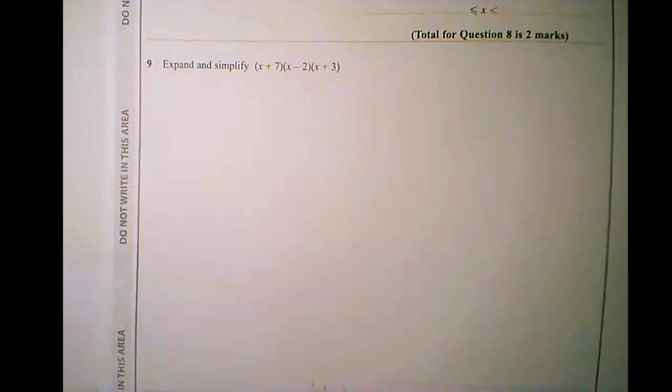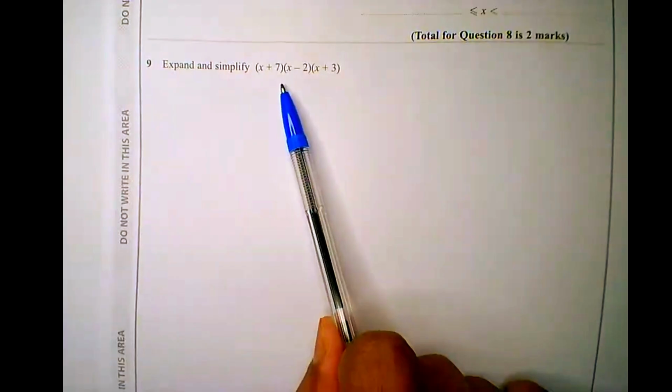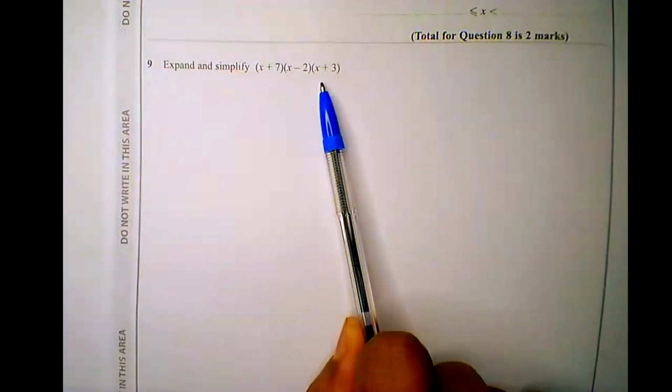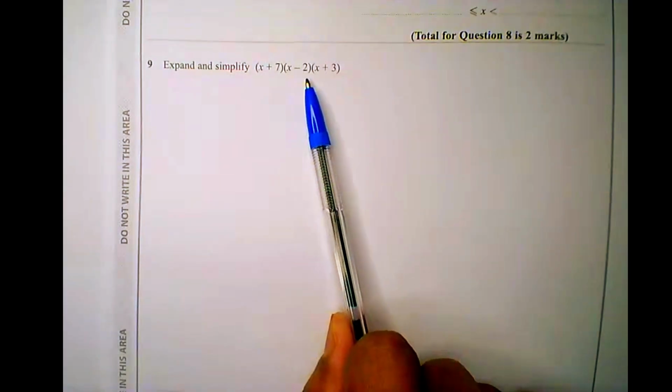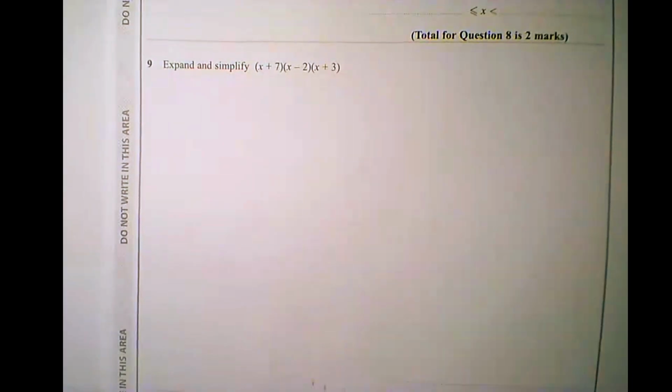Okay, so same as before where we left off. Expand and simplify (x + 7)(x − 2)(x + 3). And these are our steps.